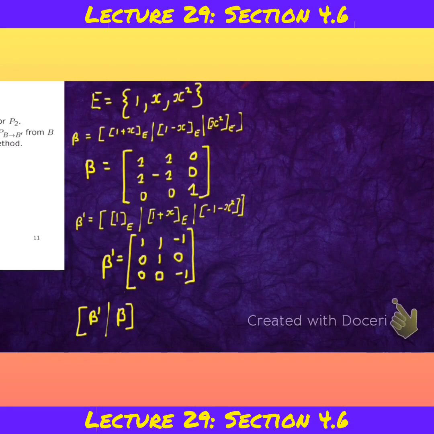Okay, so we want to set up that augmented matrix B prime B, and then what I eventually want to do is reduce it to that form there. So we need to do that now. Okay, there we've got our matrix B prime, and there we've got our matrix B.